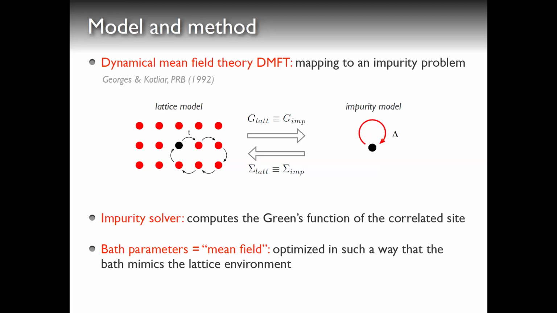Now, in many practical calculations, we integrate out the bath and replace it by a hybridization function in action formalism, and this hybridization function describes how the electrons hop in and out of this impurity site as a function of time. And this hybridization function is the function which is optimized in the self-consistency loop and which plays the role of the mean field in this theory. And because it's a time-dependent function, we call this mean field theory a dynamical mean field theory.